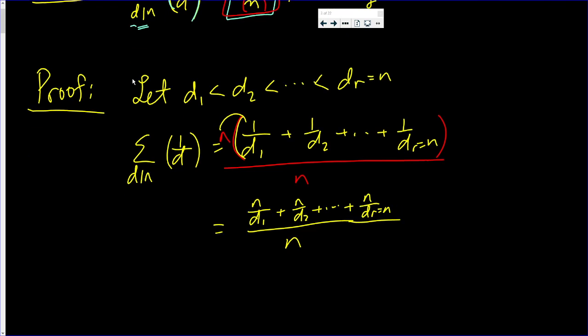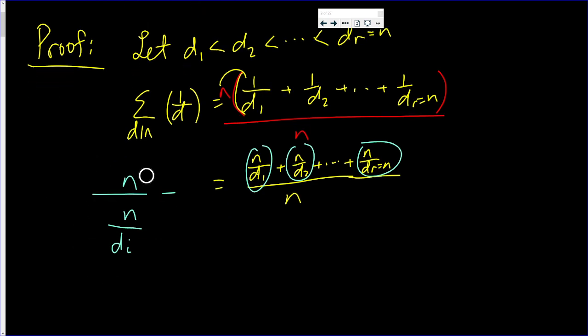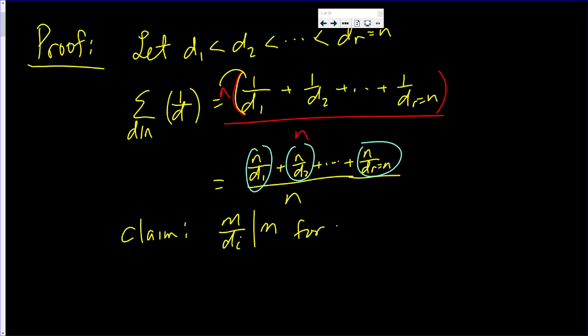Now, I claim that each of these divides n. I claim that n over d sub i goes into n. Okay, so let's write that up formally. I claim n over d sub i divides n for i equal 1, 2, up to r.